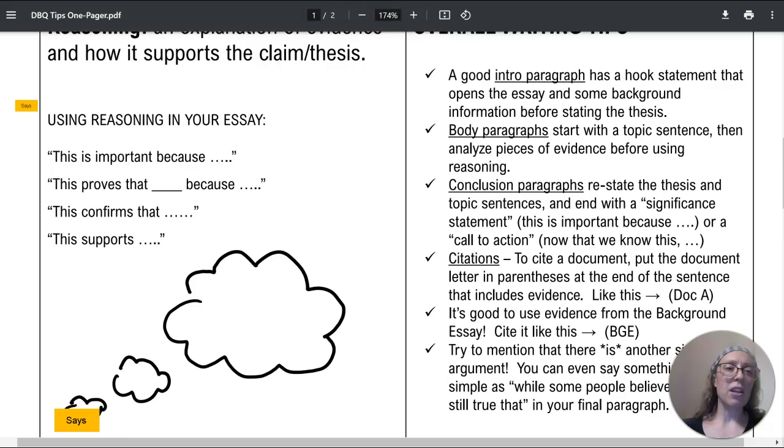If you need some additional help, you can look at the Google Classroom document that's attached to your assignment called DBQ Tips 1-pager. And it has some sentence starters right here you can use for reasoning. Now, remember, if it helps you, think about what it says. That's your quote. Then you need what it means. And lastly, why it matters. Why is it important? If you have all those parts, says, means, and matters, for each source, you're going to have very strong both evidence and reasoning.